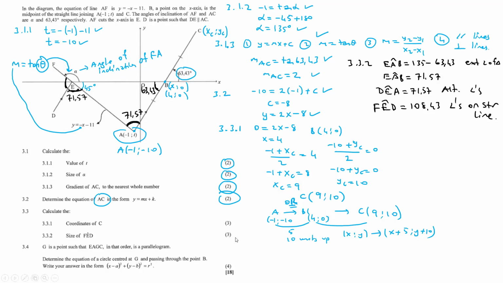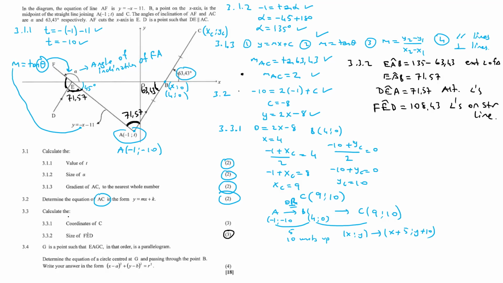All right, next question. For the formal question, it says G is a point such that EAGC in that order is a parallelogram. Determine the equation of a circle centered at G and passing through the point B. Write your answer in the form of x minus a squared plus y minus b squared. G is a point such that EAGC in that order is a parallelogram. EAGC. So G will be somewhere here.